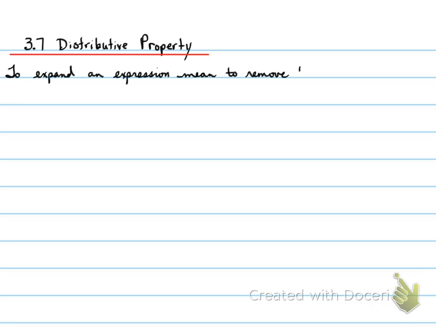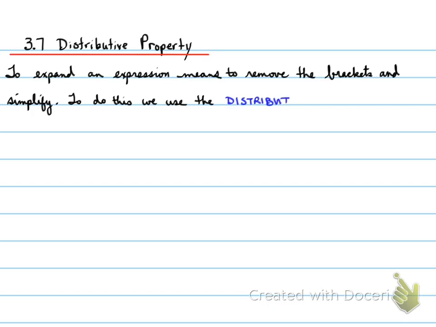All right, 3.7, distributive property. To expand an expression means to remove the brackets and simplify. So when we expand and simplify, we do this. To do this, we use the distributive property. So for example, A times (B plus C) is equal to AB plus AC.